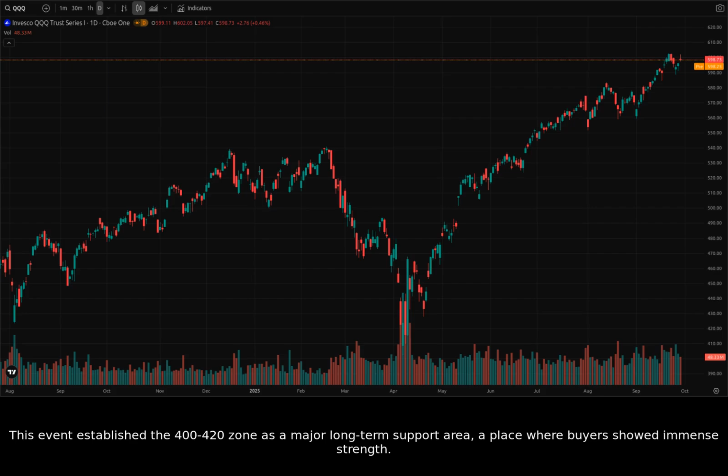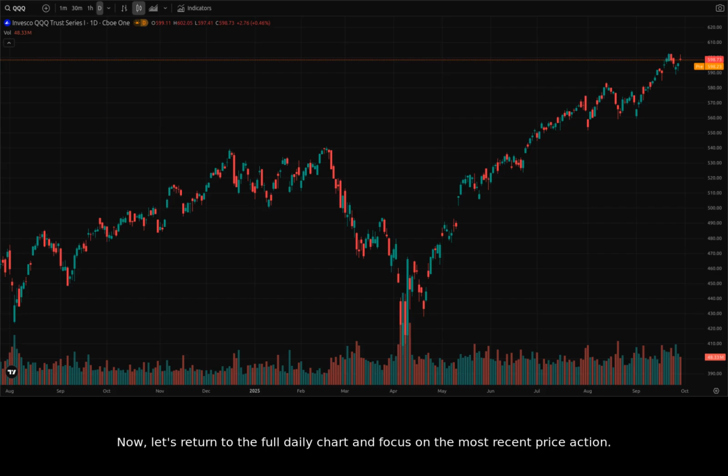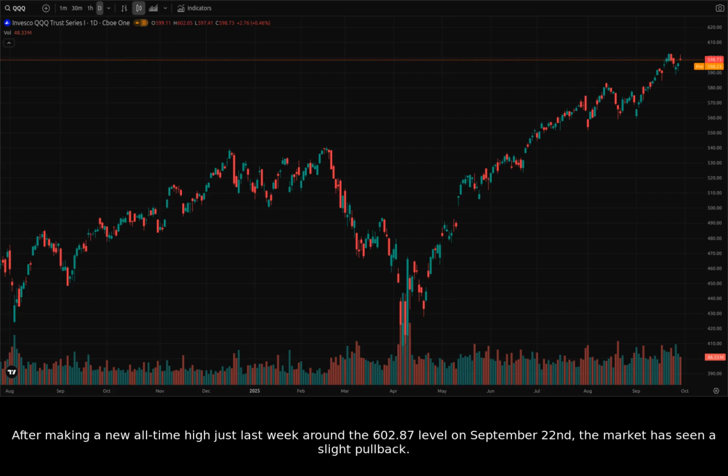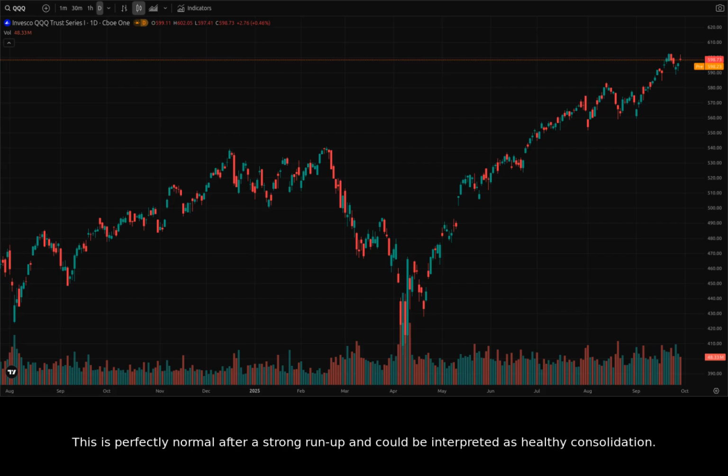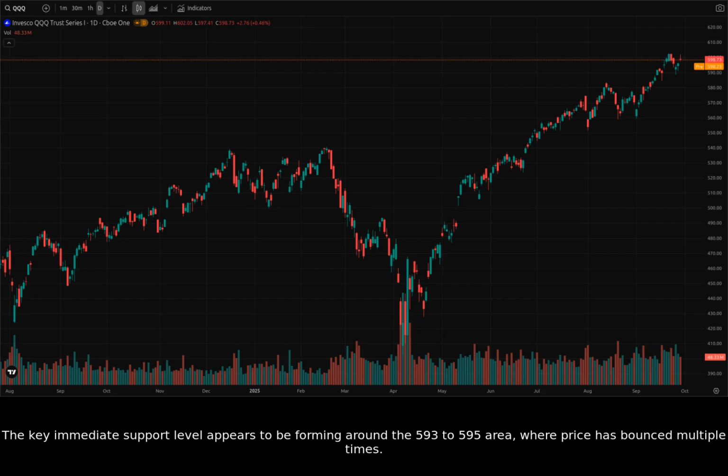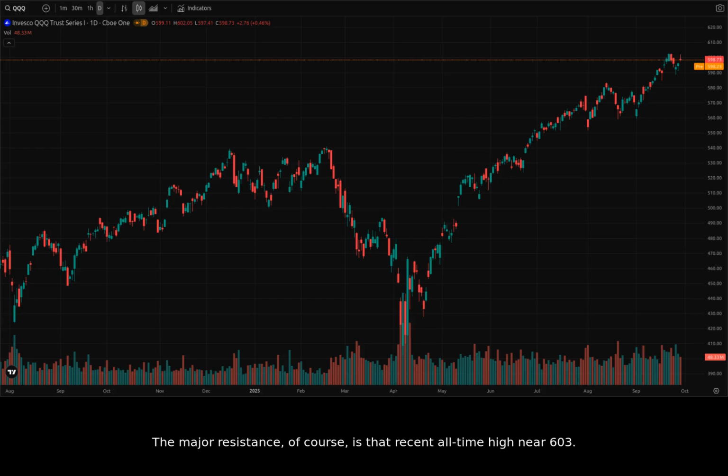buyers showed immense strength. Now, let's return to the full daily chart and focus on the most recent price action. After making a new all-time high just last week around the 602.87 level on September 22nd, the market has seen a slight pullback. This is perfectly normal after a strong run-up and could be interpreted as healthy consolidation. The price has spent the last 5 trading days moving sideways, building a range. The key immediate support level appears to be forming around the 593 to 595 area, where price has bounced multiple times. The major resistance, of course, is that recent all-time high near 603.